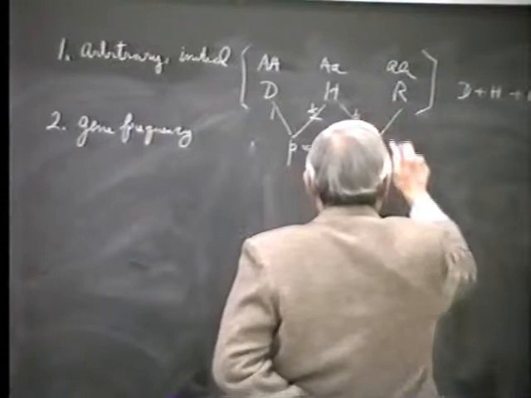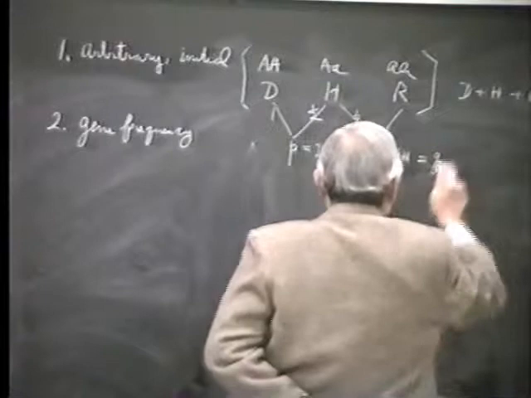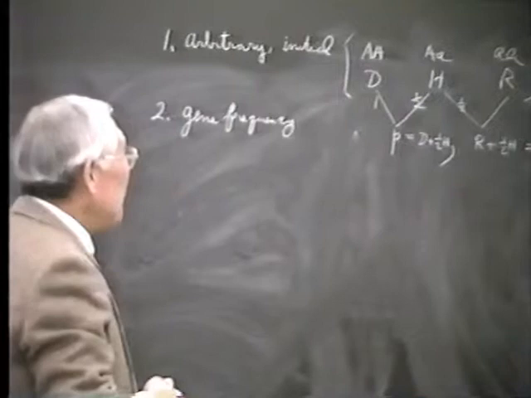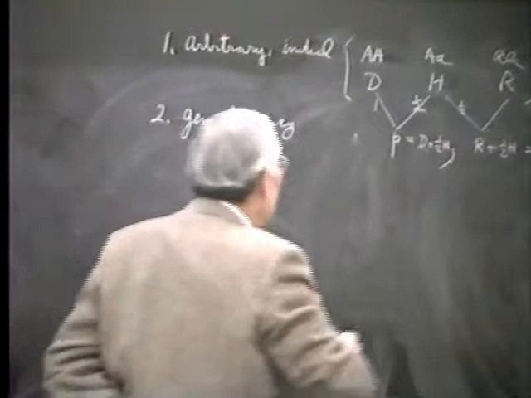R plus half of this, this is called Q. This is called the inference. The D, H, R refers to genotype. Right? Refers to genotype.